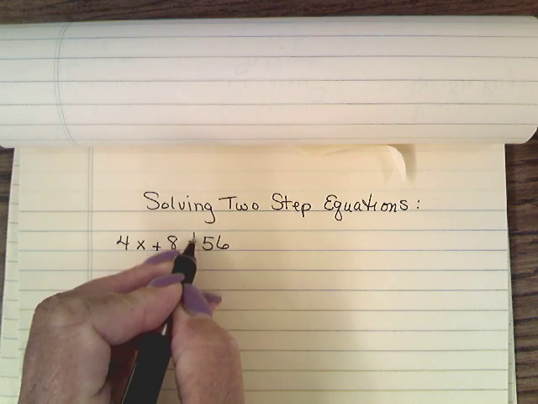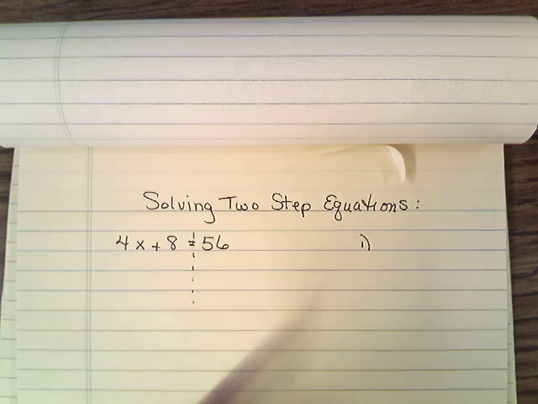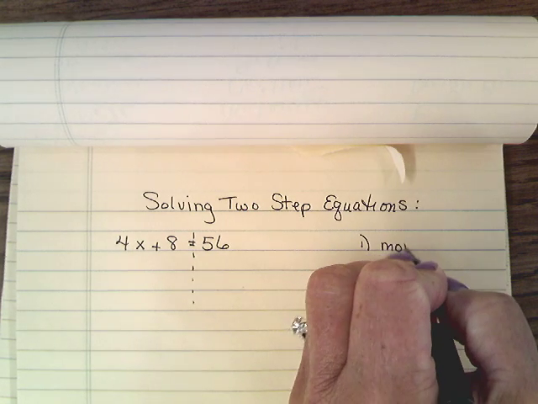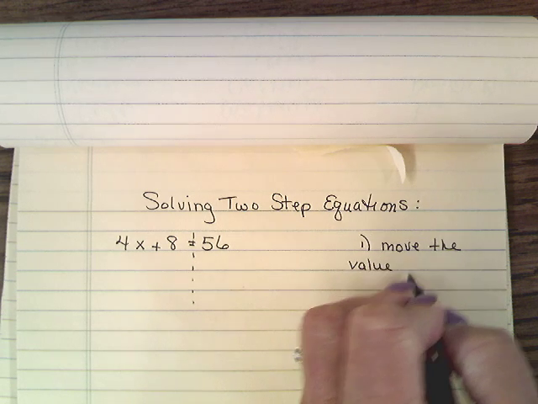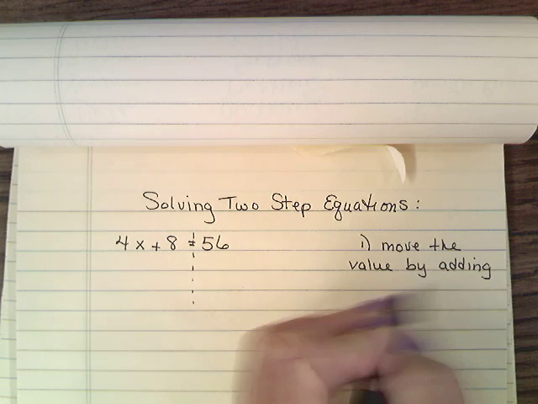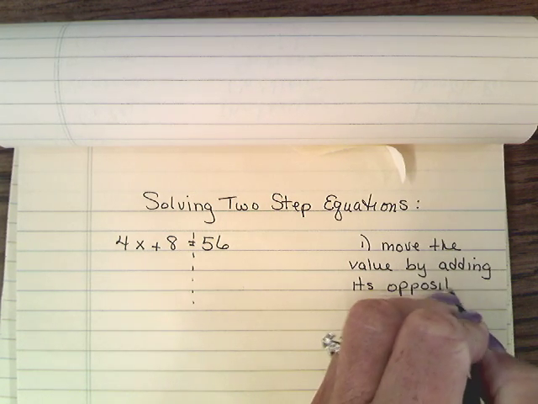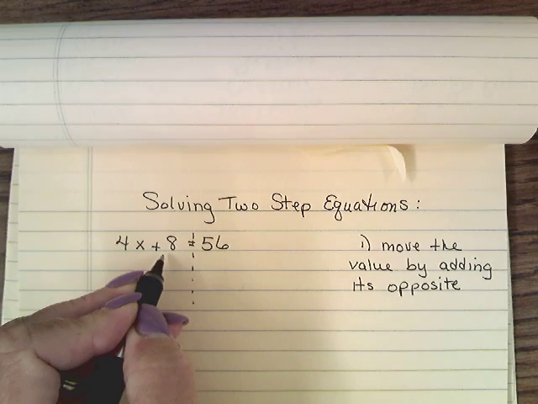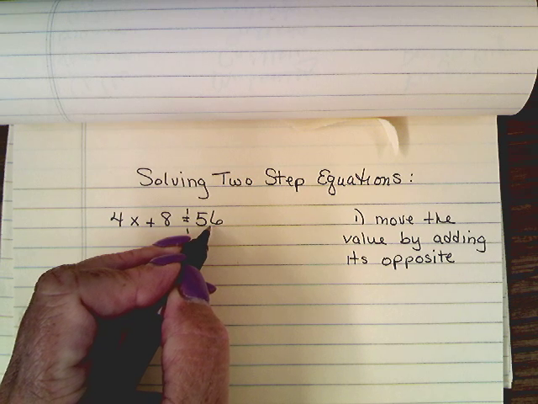Now I still like to draw that line down the equal sign to provide my balance on one side and the other. Okay, step one is we are going to move the value by adding its opposite. So the value that stands alone is that 8. So we are going to move that 8 to the other side of the equation.